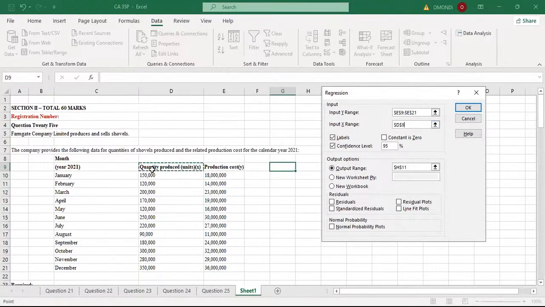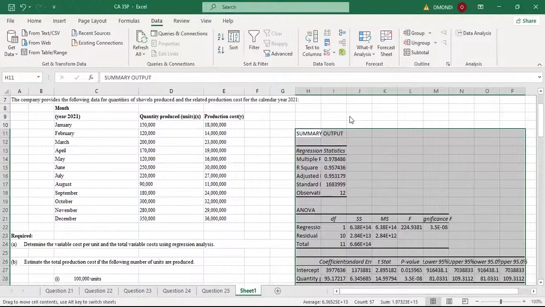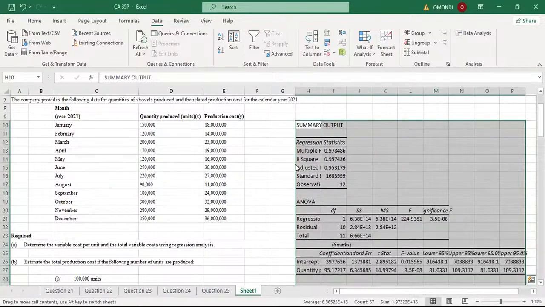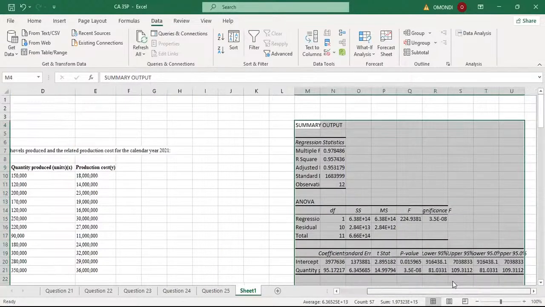Then X is now this range here. Level, yes, it is labeled. Confidence level 95%. Output, let it be there. I'm okay with that point. So then I just say, okay, I have my output there.